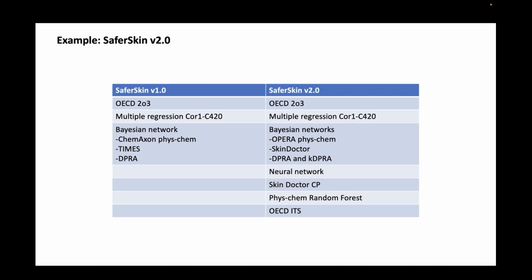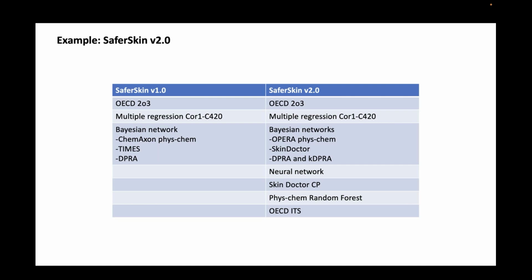Furthermore, we also added other defined approaches like the neural network approach proposed by Shiseido, and OECD ITS, so the simple scoring system that Pascal already talked about earlier. And then we also implemented the Skin Doctor CP model and a random forest based on the PhysChem properties. So just briefly, Pascal, you can go to the next slide.